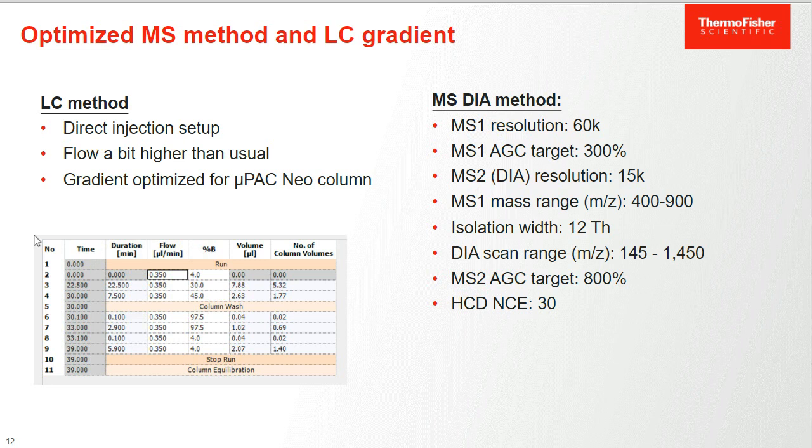The DIA method was used as follows: MS1 resolution of 60,000, MS1 AGC target of 300%, which is 3 million ions collected in the Orbitrap. MS2 DIA resolution was 15K. The MS1 mass range was 400 to 900 m/z, with an isolation width of 12 m/z. The DIA scan range was 140 to 1450 m/z. The MS2 AGC target was 800%, which is 800,000 ions collected in the Orbitrap for detection. The HCD normalized collision energy was 30%.